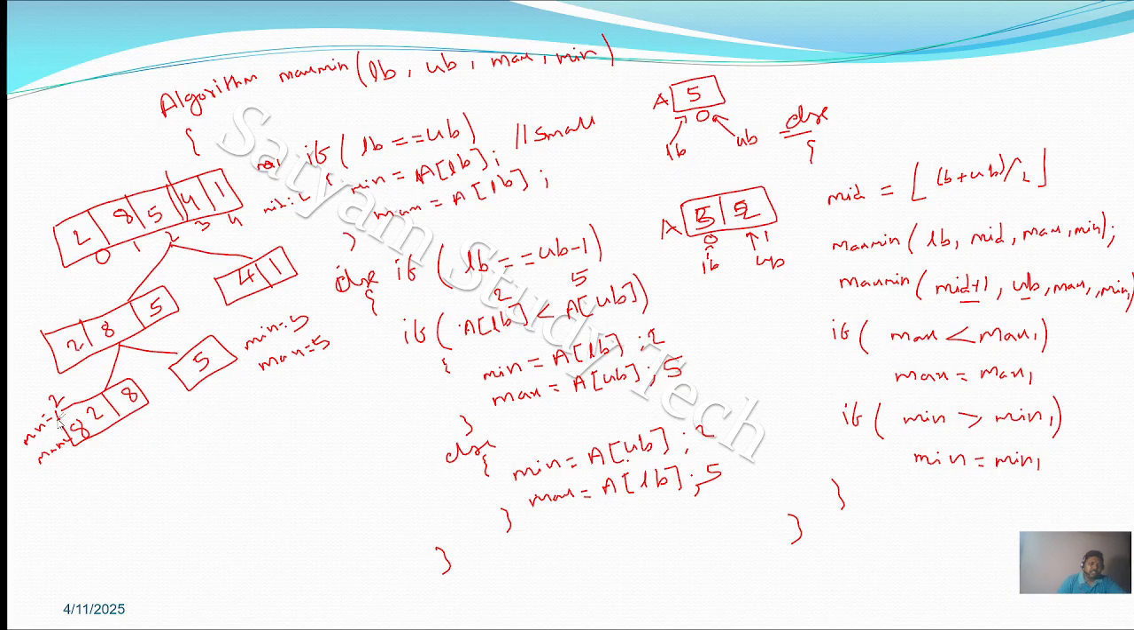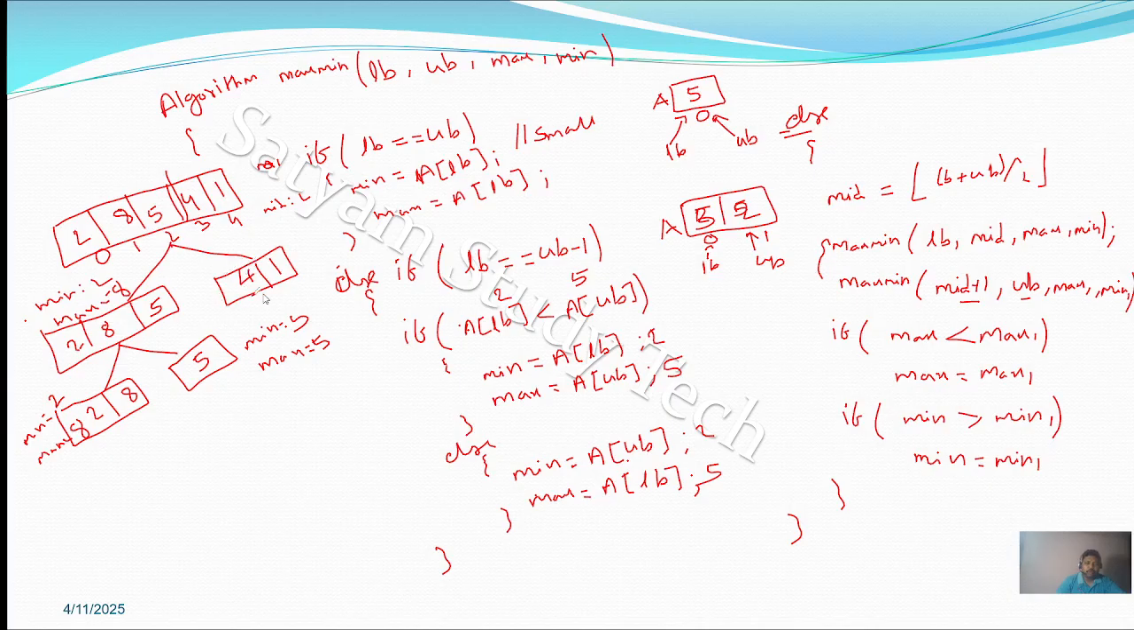Now you can compare this min and this min. So here you can see max less than maximum 1. So maximum is updated, and minimum greater than minimum 1, min equal to min 1. You can update that minimum value. So here the min is 2, and here min is 5. So minimum value is 2 for this array, and maximum value is here 8. Here the maximum value is 5. So you can compare 8 and 5. So maximum value is 8. So here you can see what is the minimum and maximum.